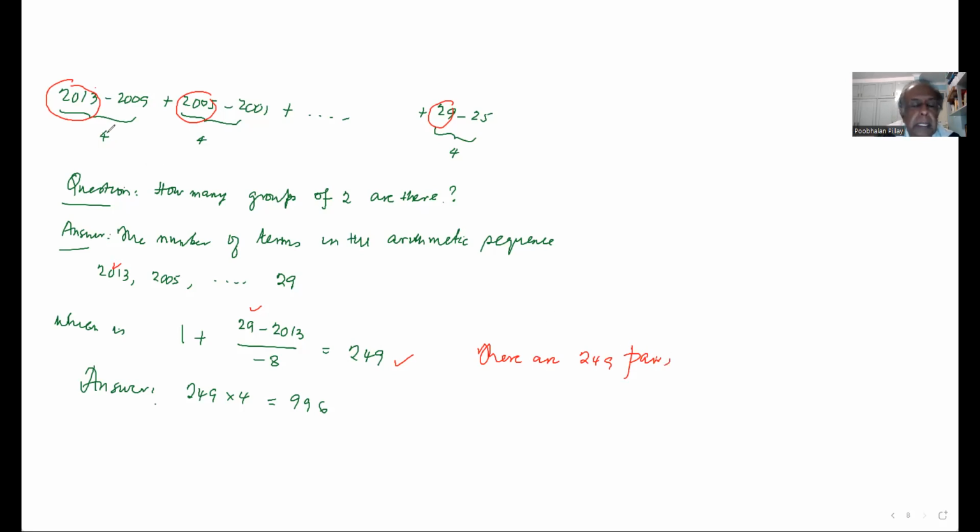And each pair is equal to 4. So therefore, the answer will be 249 times 4, which is 996.